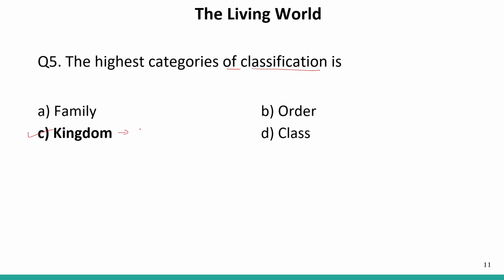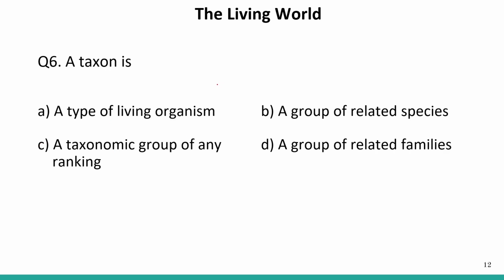And it is very broad and very diverse. And the organisms within the kingdom don't share many similarities or common characteristics. The next question is, what is a taxon? The options are: a type of living organism; option B, a group of related species; option C, a taxonomic group of any ranking; and the fourth option, a group of related families.